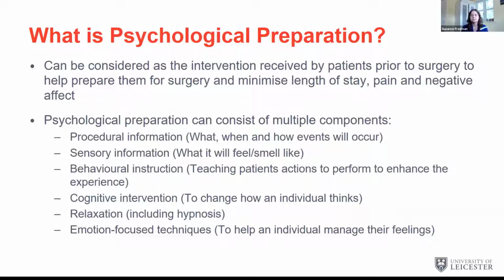So in this particular example, psychological preparation in most of the trials consisted of multiple components, and those components could be broken down into 6 unique components of the combination. So we've got procedural information, sensory information, behavioural instruction, cognitive intervention, relaxation, and emotion-focused techniques.